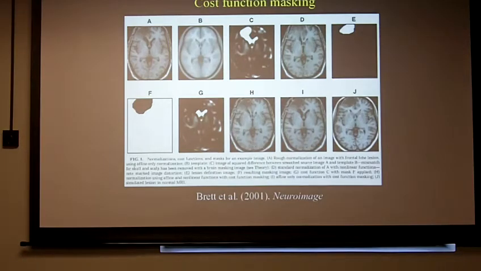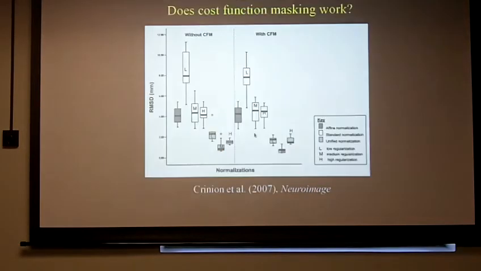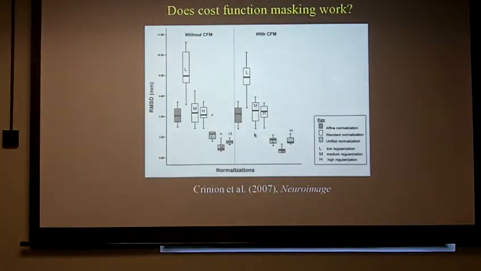And then the result is improved normalization, the brain age. But the thing is, it's not perfect. If you see this perilesional area, then there's some unsatisfactory region, and studies later found that cost function masking looks like it's not working.